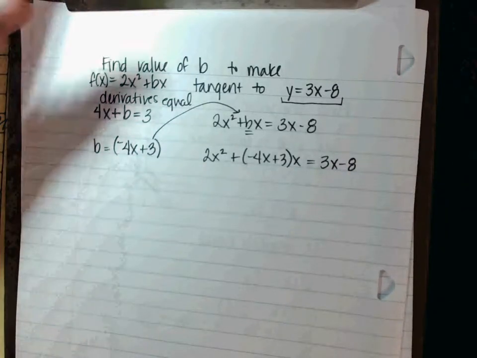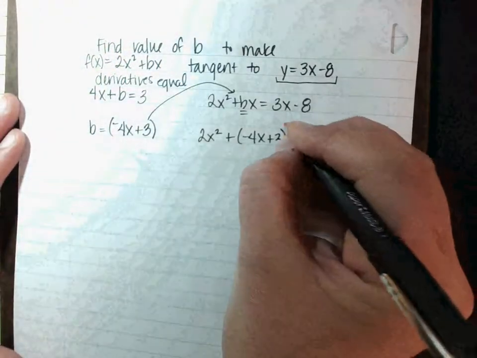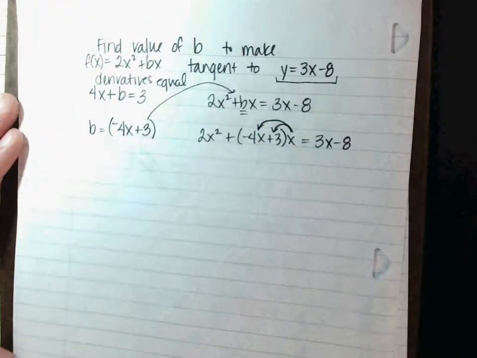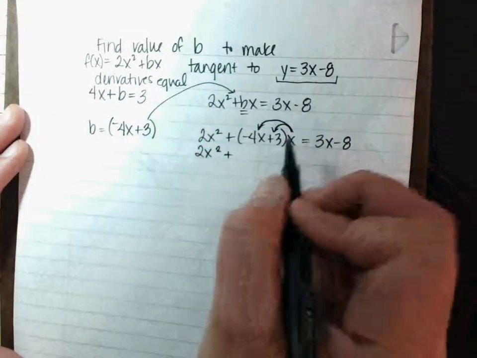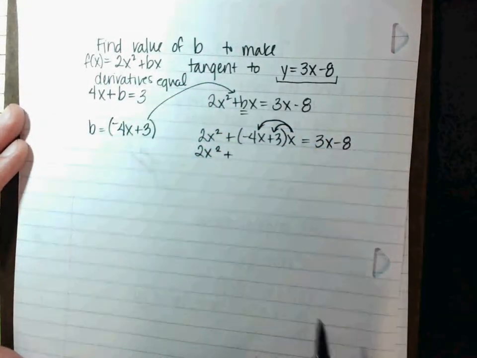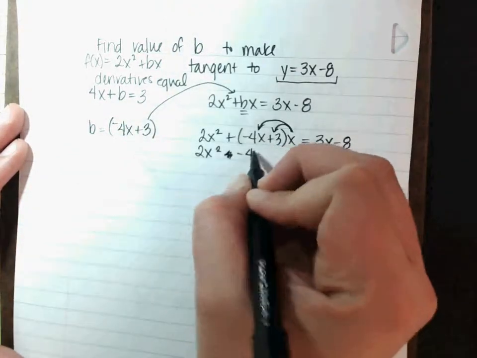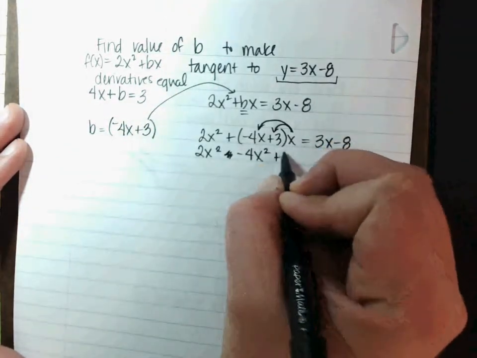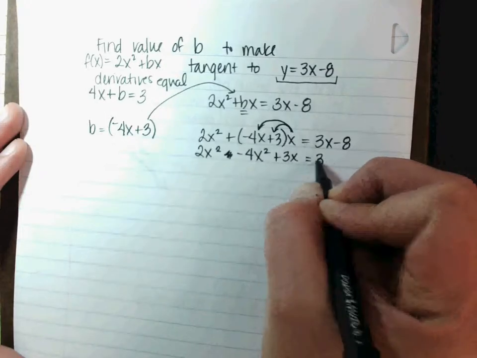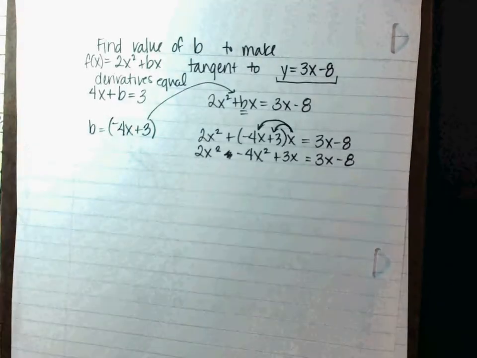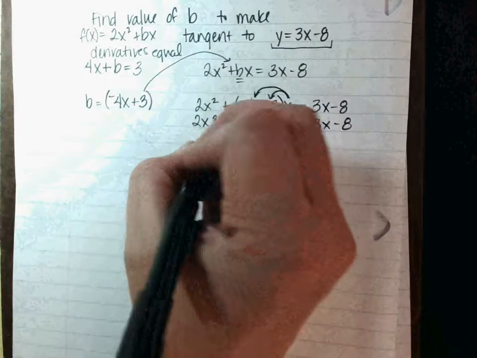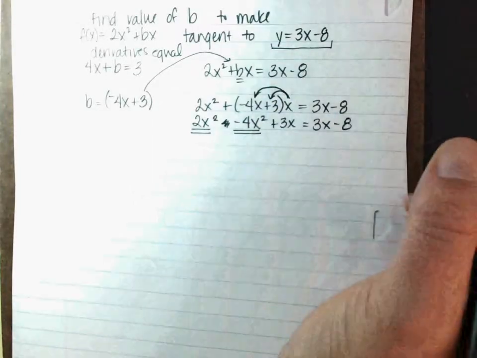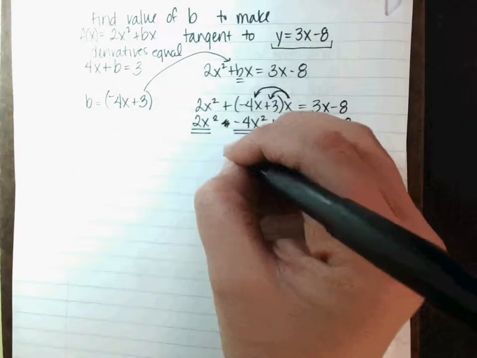Okay? Now notice that this x here is going to need to be distributed into both of those. So I'll have 2x squared plus, then what is x times negative 4x? Negative 4x squared. Then 3 times x is 3x. Okay, from there we want to combine any like terms. What can we combine? Yeah, 2x squared minus 4x squared. How many is that? Negative 2x squared.